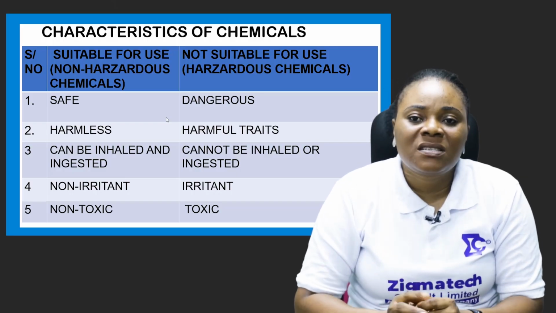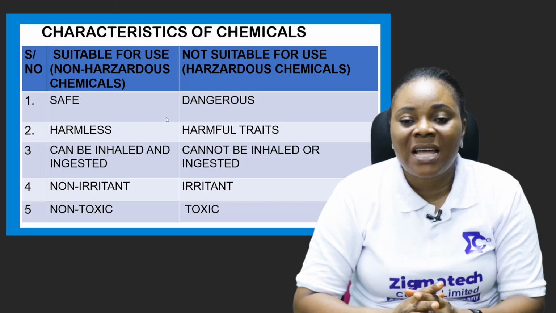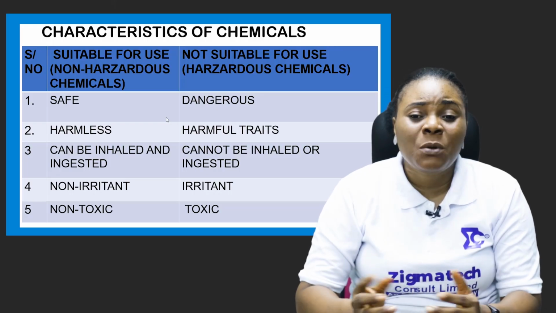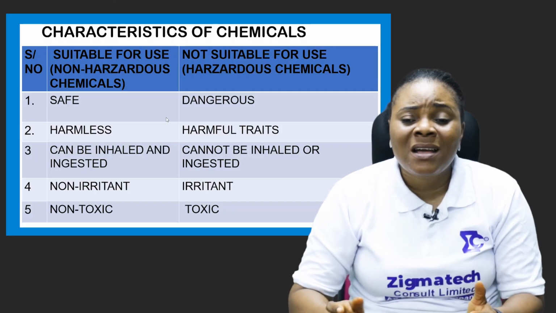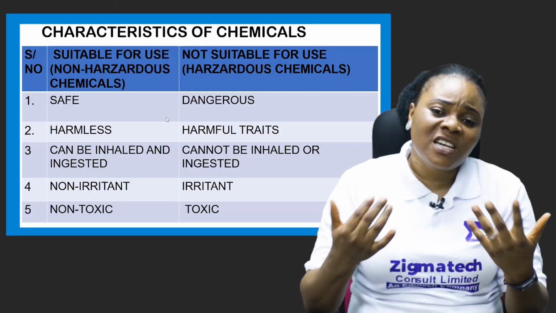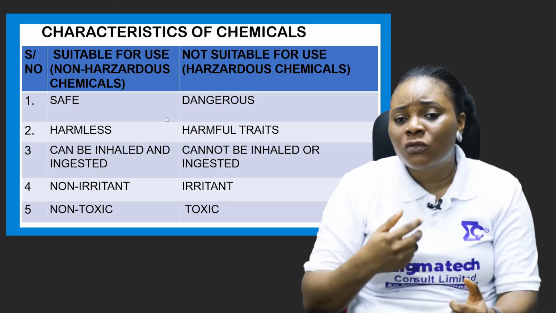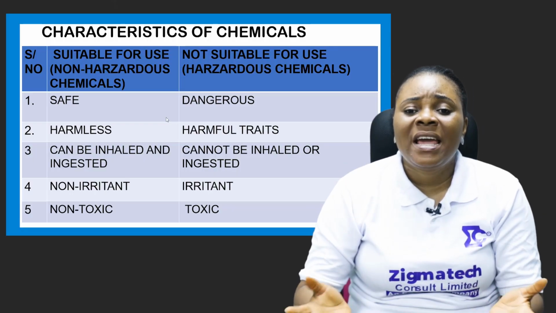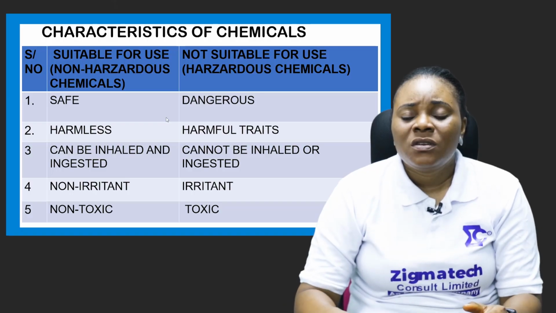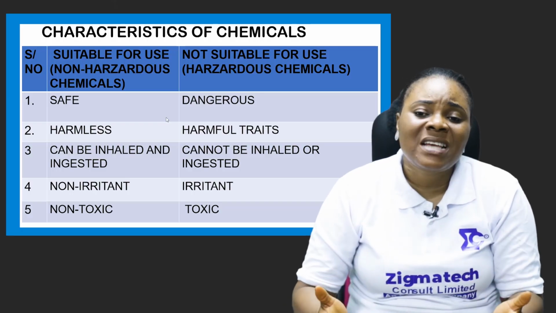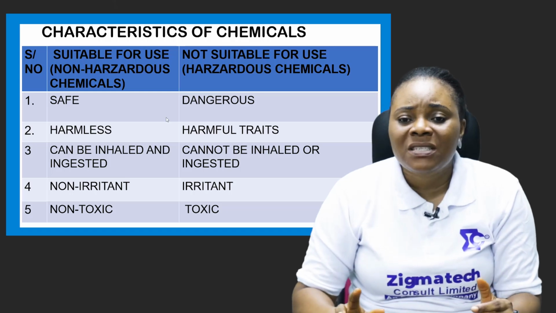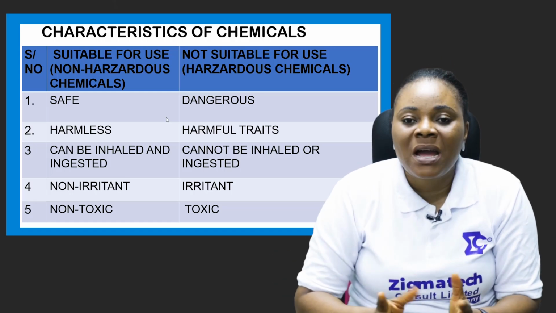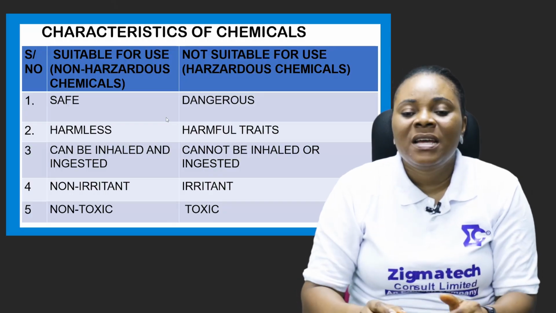Number 3 characteristic of chemicals suitable for use is that they can be inhaled and ingested. We have edible chemicals. These edible chemicals can be inhaled, can also be ingested into our body, either through our mouth, through our nose, or through our skin. You have inhalers. They are good for our use. The ones we ingest, our processed food, our body creams, our body sprays, all these are the chemicals suitable for use. They can be inhaled, they can be ingested.